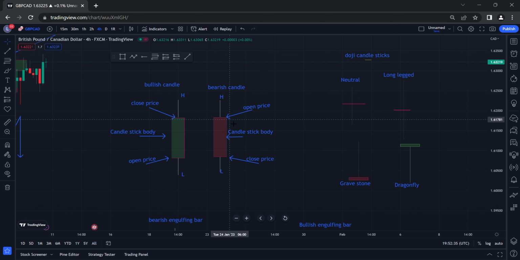It opened here, it moved this side down, then it closed here. This is the lower wick, this is the upper wick or the high of the candle. This is the high of the candle or the higher wick, and this is the lower wick. Upper wick, lower wick. This is the candlestick body.